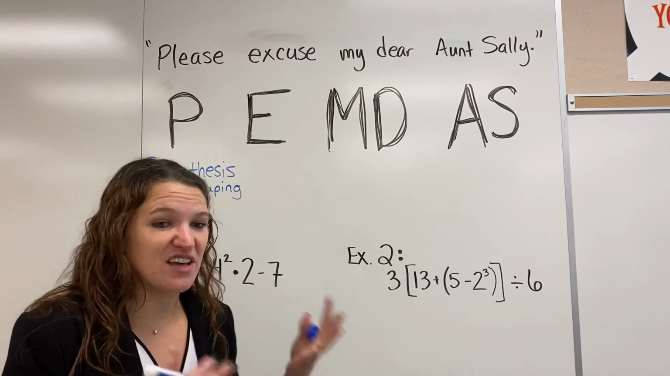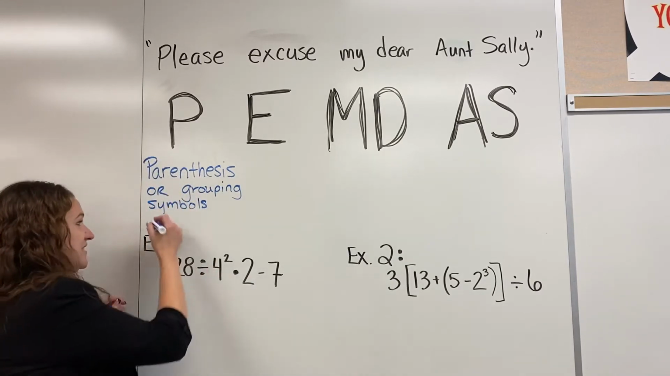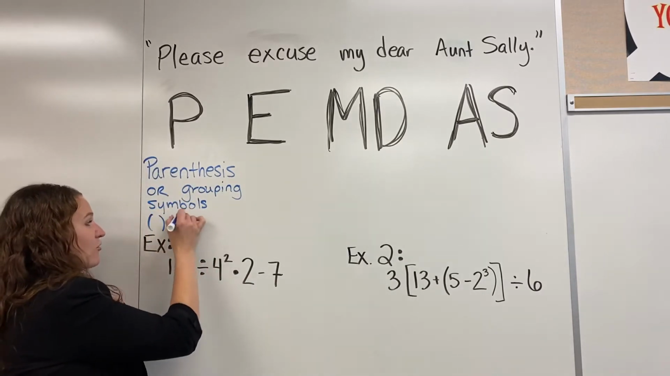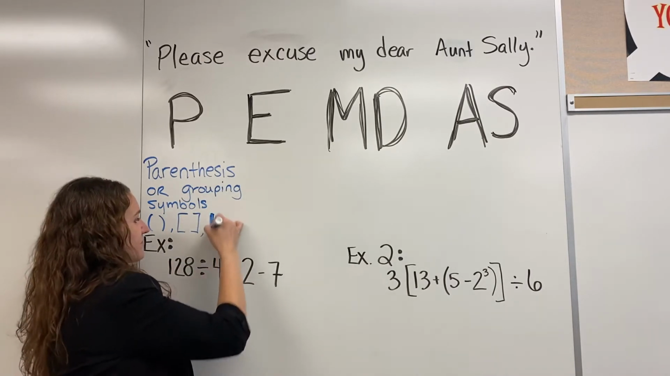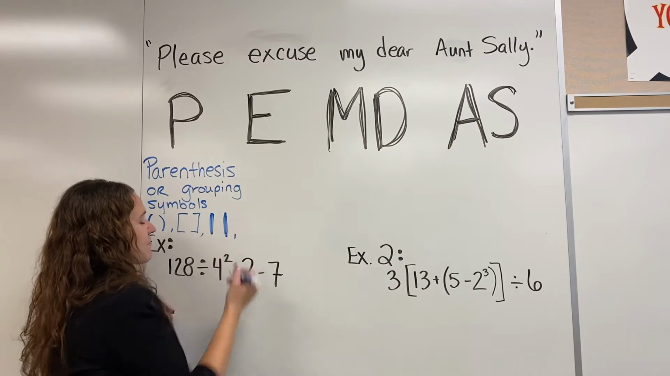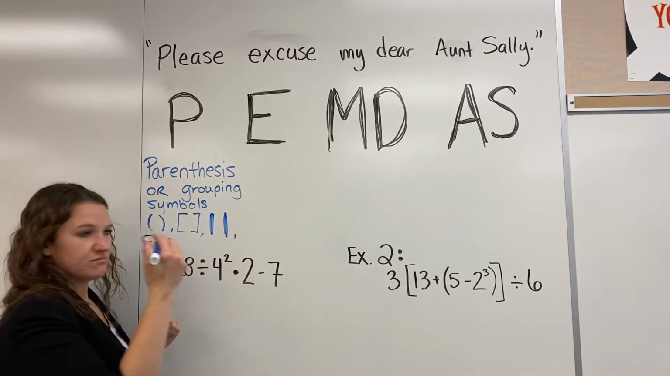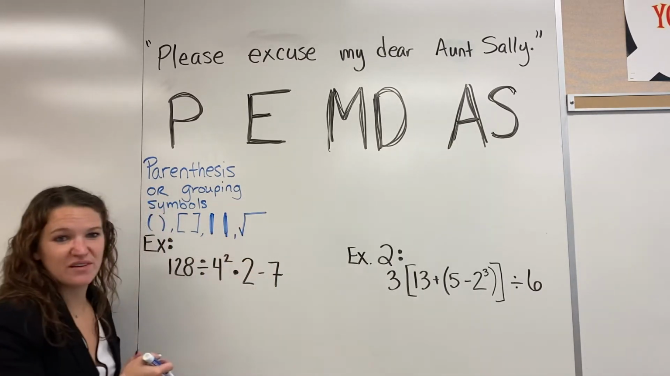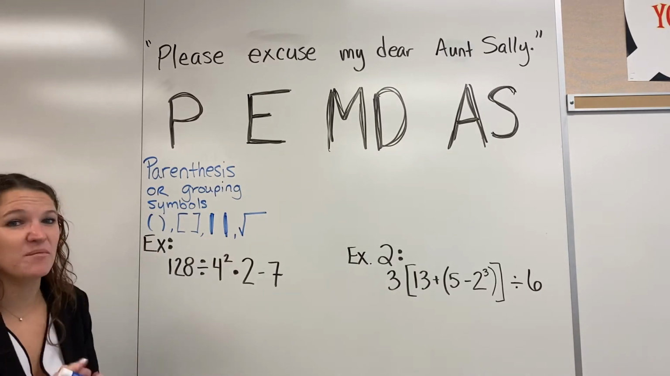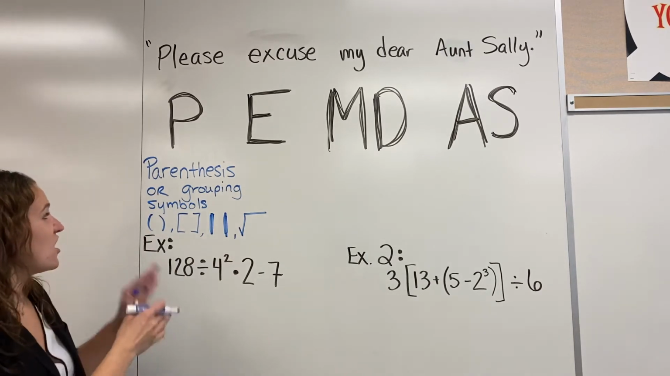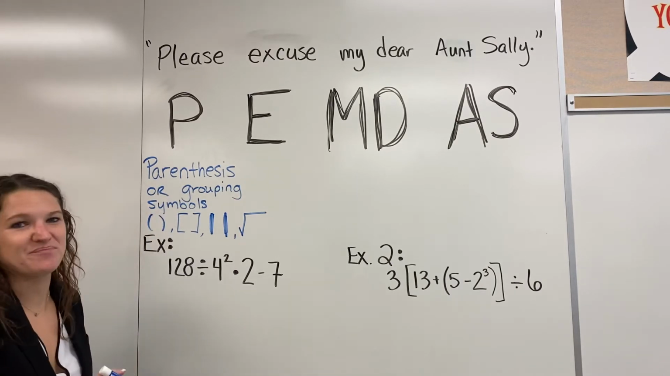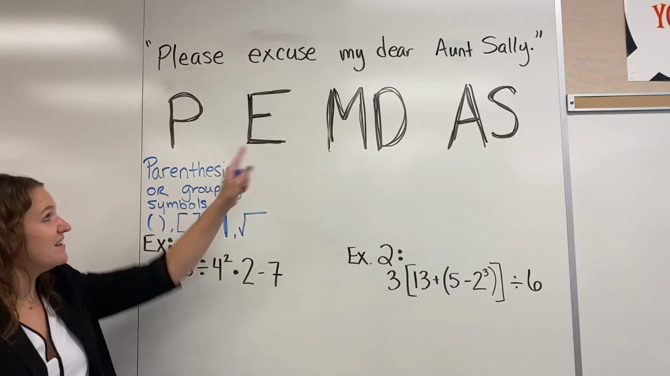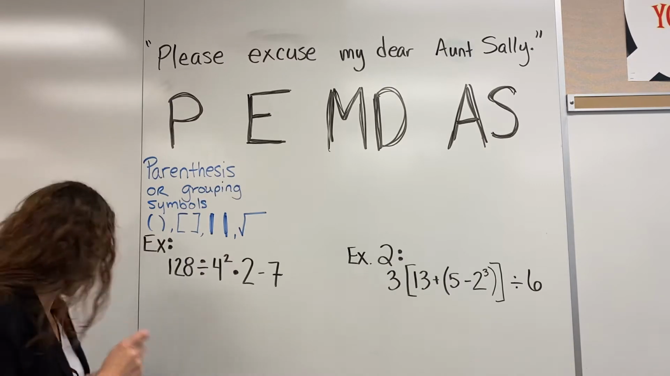Some grouping symbols that you might see other than parentheses, so we have our parentheses, are brackets, absolute value bars, square roots. Those are all parts of parentheses. So if you see any of those, that is a grouping symbol and you should treat it like it is a parenthesis. All right, let's look at our second letter, E, exponents.